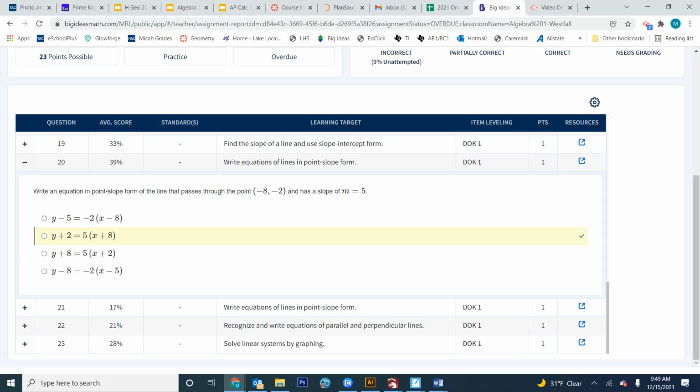Why can't I see? Oh, it's just picking the right one. That's why. Just pick the right one. Is that the right one there? y plus 2 equals 5 parentheses x plus 8. Yeah, it's highlighting it right there. Is everybody okay with that? Does everybody understand why it's positive, right? It's minus a negative, right?